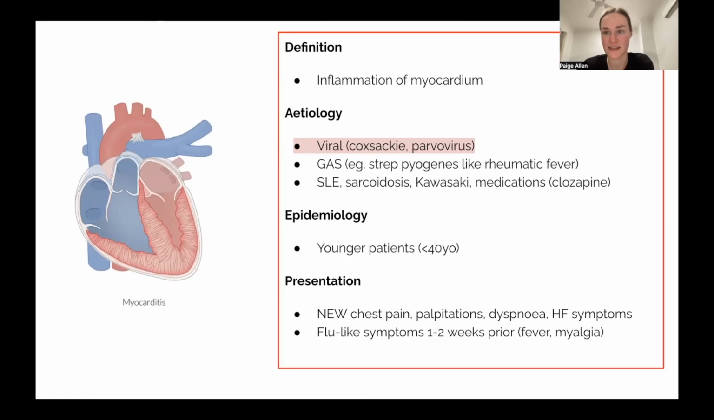In terms of who gets it, it's usually young people. So a young person presenting with chest pain, this should be on your differentials list. The presentation is new chest pain, palpitations, dyspnea. They can get heart failure symptoms, and it can get quite severe. And usually they have some indication that they've had a recent viral illness, like flu-like symptoms for 1 to 2 weeks prior, so fever, myalgia.